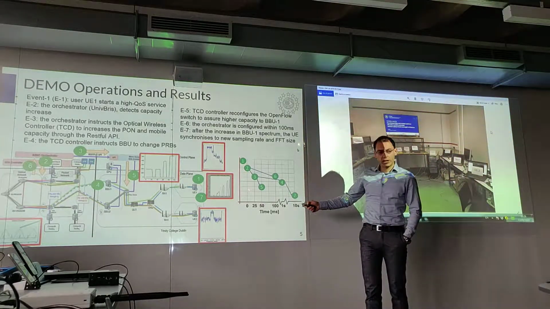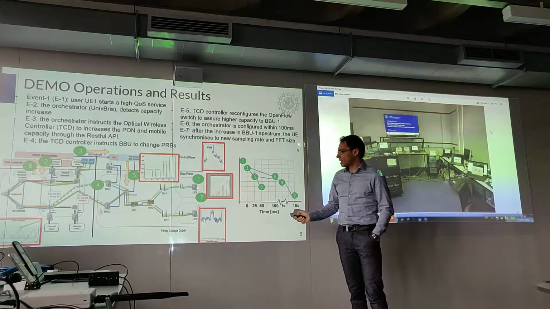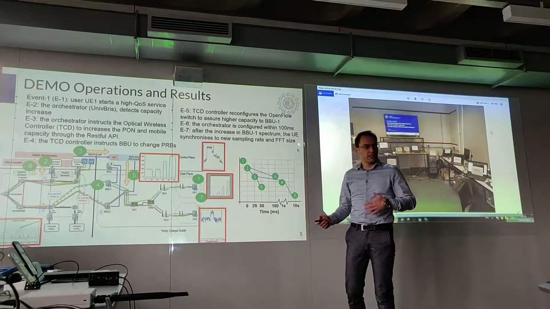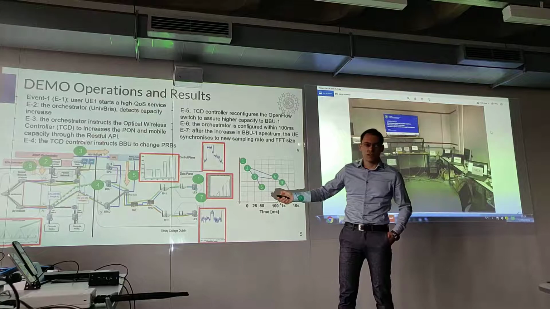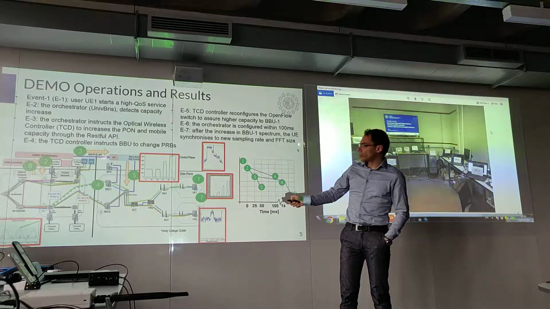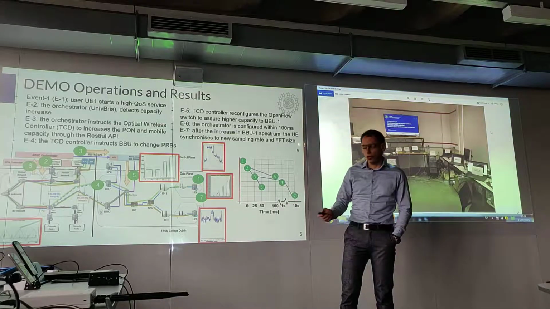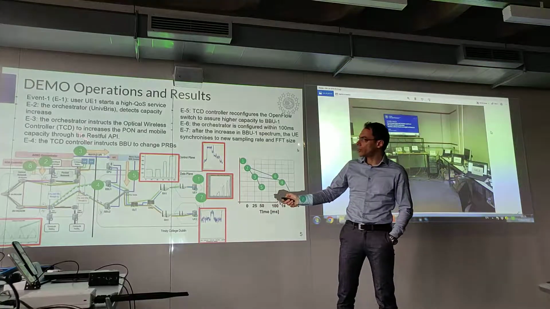So this shows the timing of the events, and here's the description of the event. First of all, it starts with UE number 1 requesting IoT data from an application coming from the service provider that we mentioned. At point 2, the orchestrator detects that there is a UE here in Dublin that is requiring more capacity from an application.